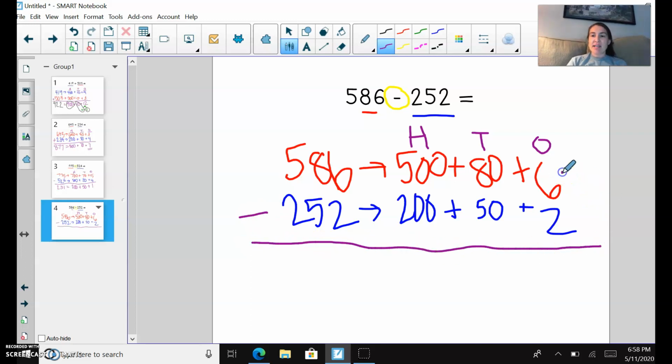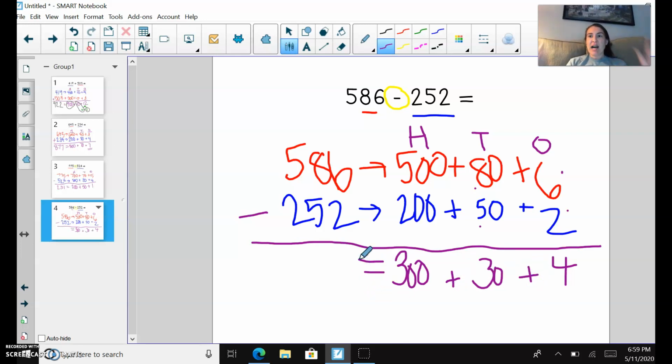Don't forget that. 6 take away 2 is 4. 80 minus 50. Well, 8 minus 5 is 3. So 80 minus 50 has to be 30. Then 500 minus 200, that's 300. So that's in expanded form: 300 plus 30 plus 4. I have to squish it back together into standard form. 334.